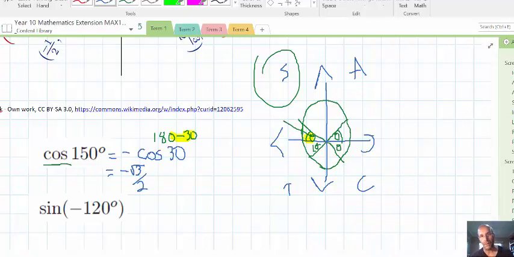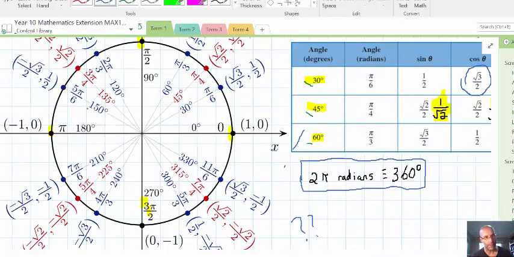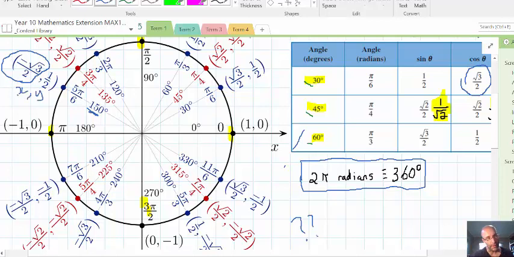Let's have a look at the circle above. Do you see the 150 there? That's what we were just using. Now negative root 3 on 2 is that first number there. Remember, all ordered pairs are x, comma, y, and remember from our previous work that cos relates to the x coordinate or the x value. So that's why that is negative square root of 3 on 2.